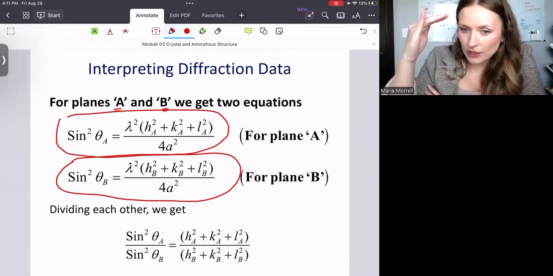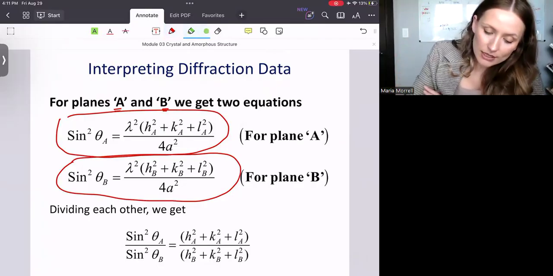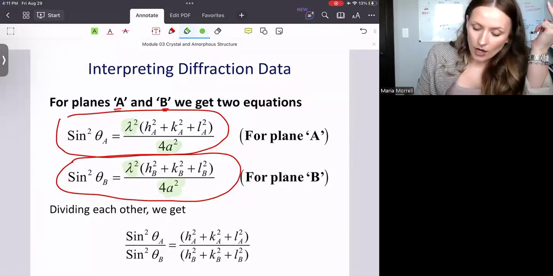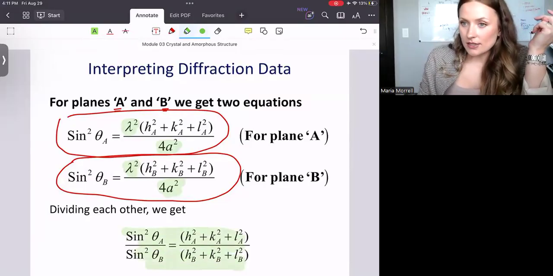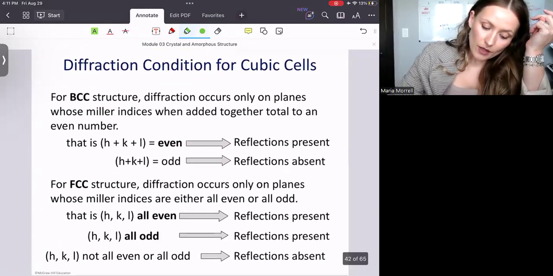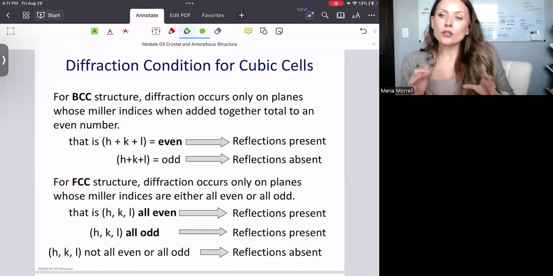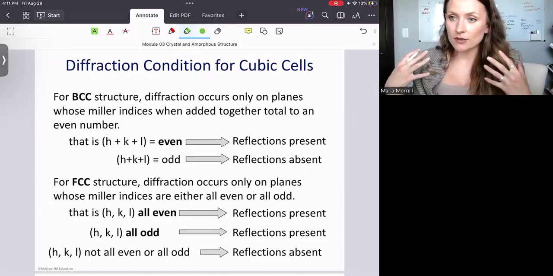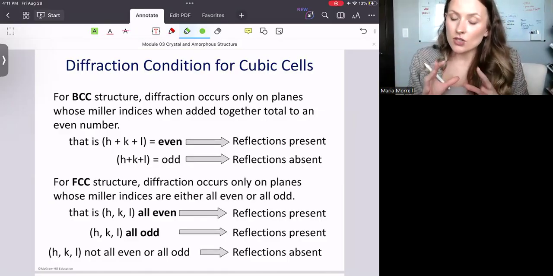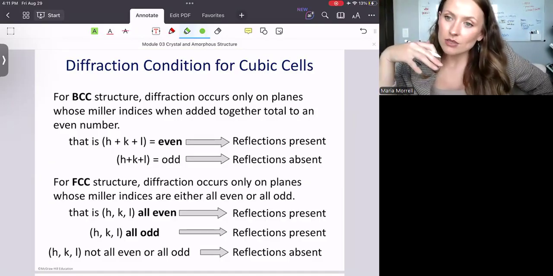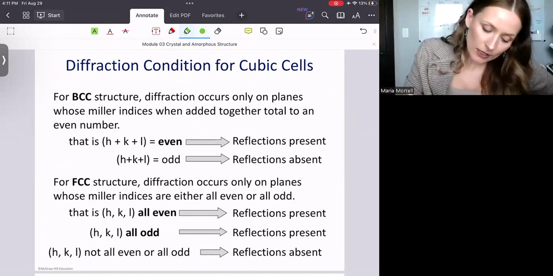For plane A and plane B, you will instantly realize that this and this are going to be constant for either. So if I take the ratio, I only need to know the Miller indices, right? Now, it turns out certain planes diffract, meaning that you see a reflected beam under very specific conditions. That's how you can understand whether you're looking at a BCC material or an FCC material.